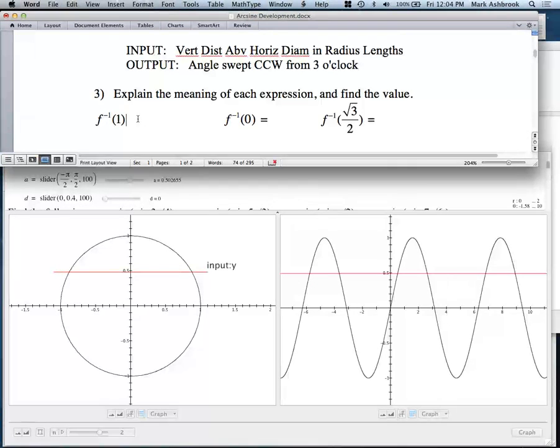Work together, talk it out. First interpret. What does it mean? What does the 1 mean? What does the whole thing mean? And then find the value. What does the 0 mean? What does the whole thing mean? Find the value. Okay? Go.